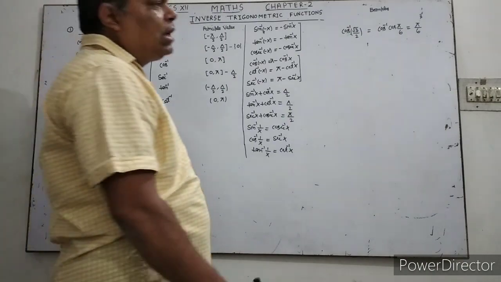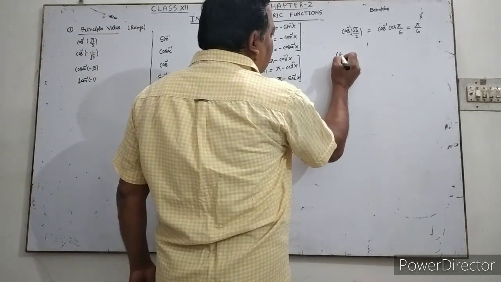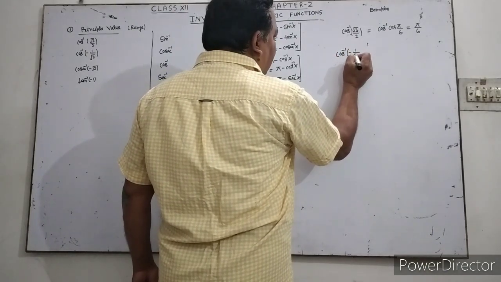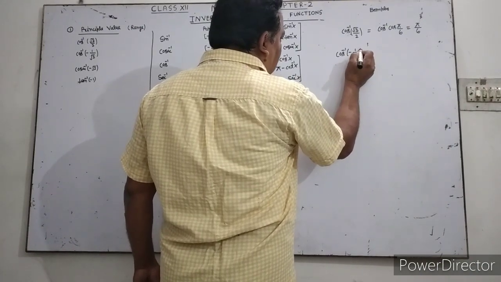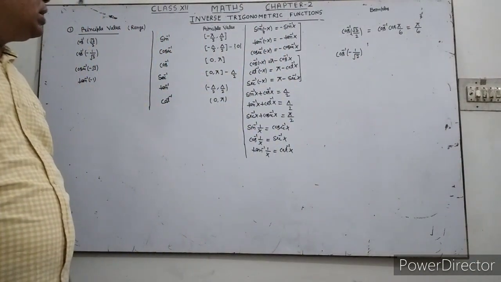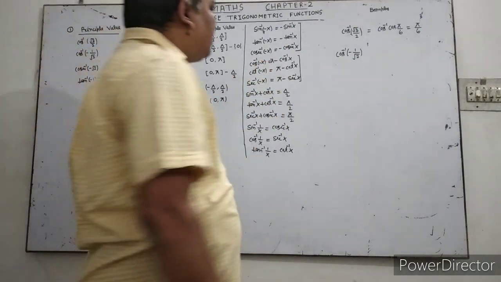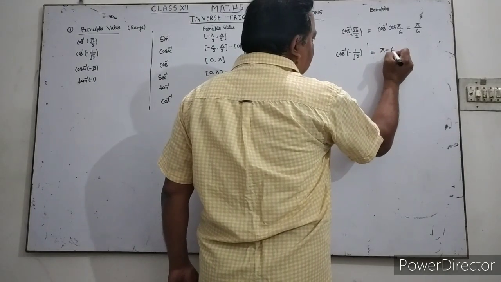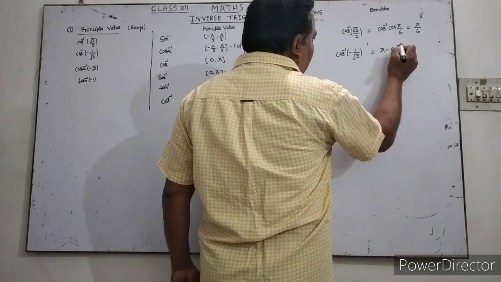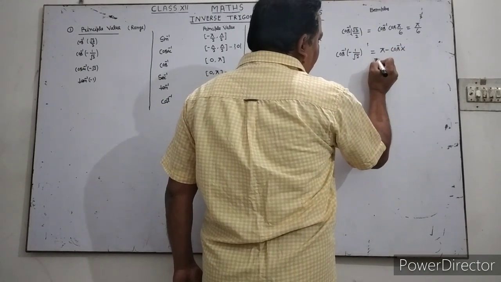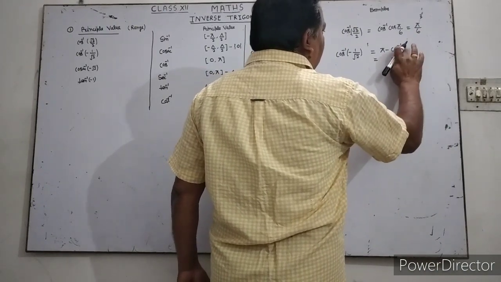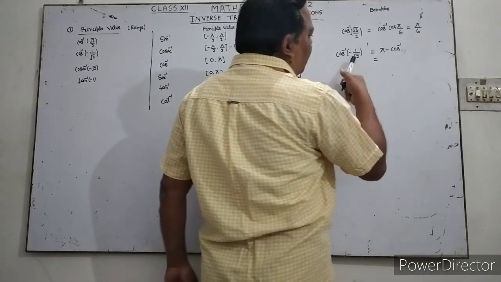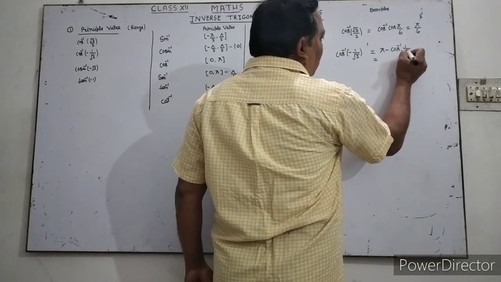Now, suppose you find the principal value of the cos inverse minus 1 by under root 2. Cos inverse minus x. What is the value of cos inverse minus x? It is pi minus cos inverse x. So cos inverse minus x equals pi minus cos inverse x, and in the place of x is 1 by under root 2.